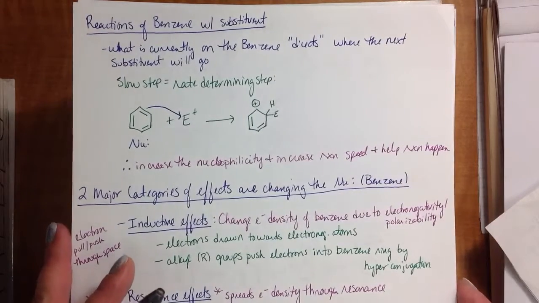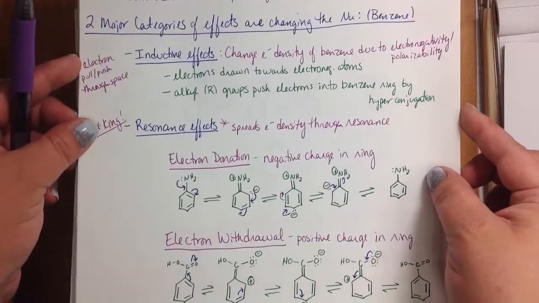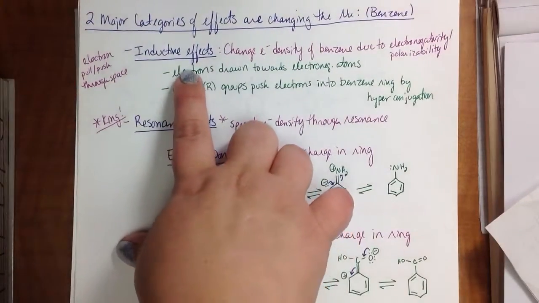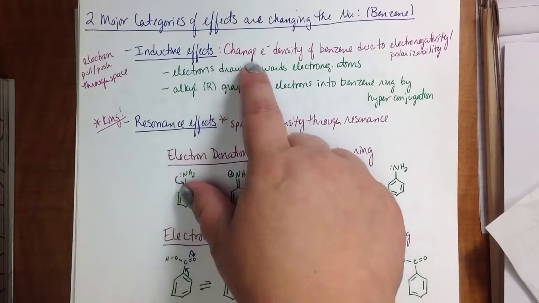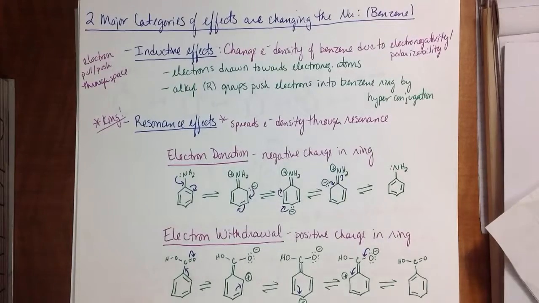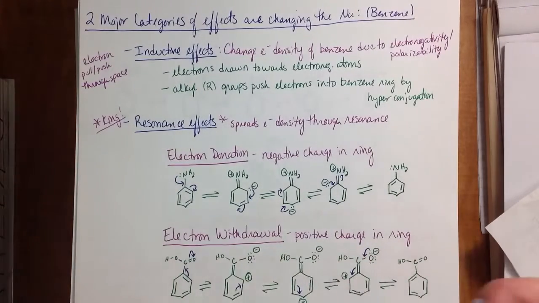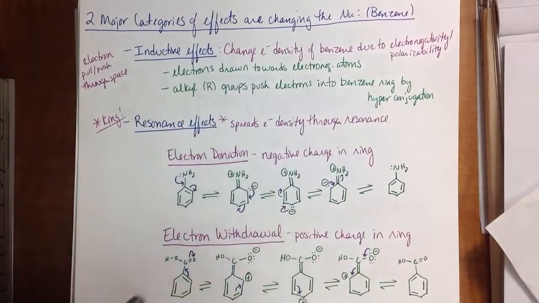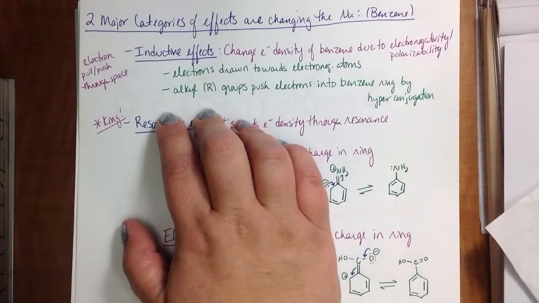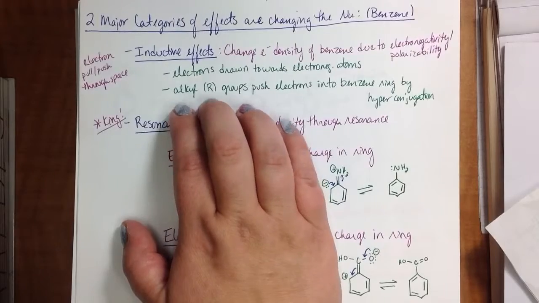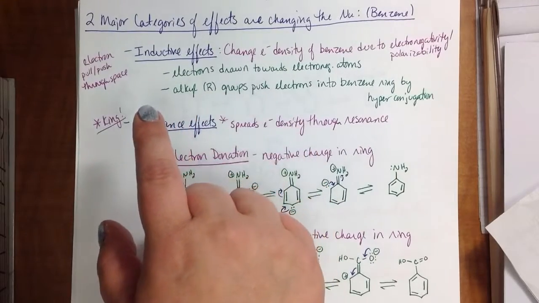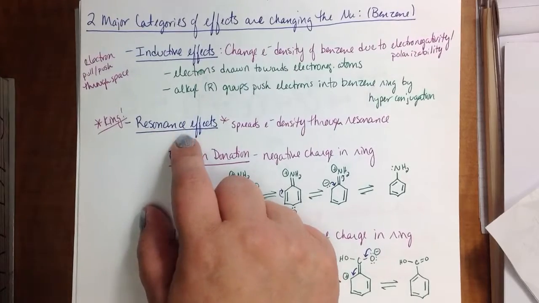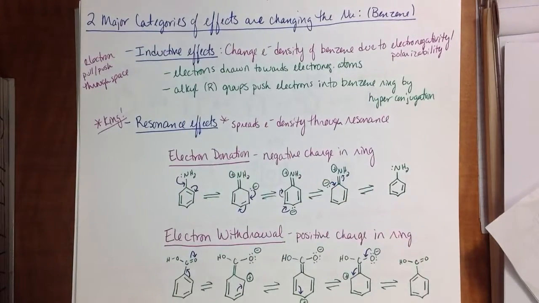And there's two major categories that we really look at when dealing with these. The first is just inductive effects. So this is something that we've talked about before. It's a change of electron density due to electronegativity and polarizability. So imagine this is sort of like a tug-of-war of electrons. If there's an electron or oxygen or something like that that's pulling electrons to one side, then it can pull electrons out of a ring or something like that. But truth be known, when it comes to benzenes, this is not the major player. The big player, as we've seen before, is resonance. And this is going to spread electron density through resonance.